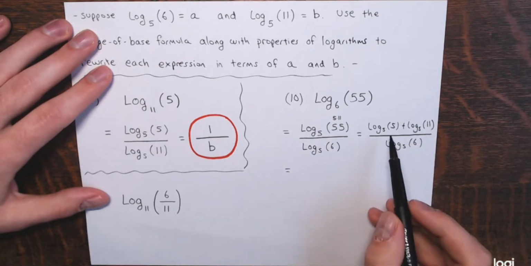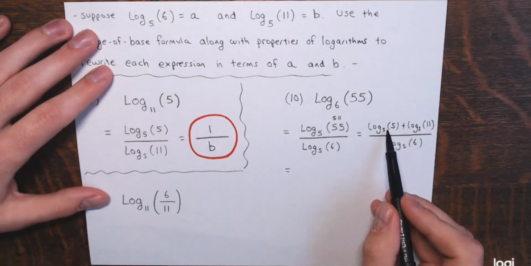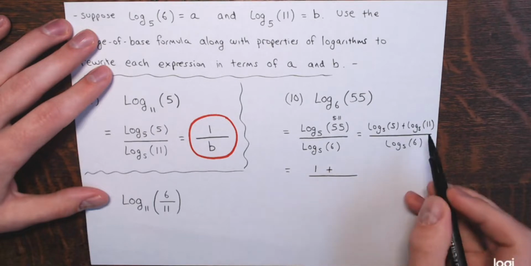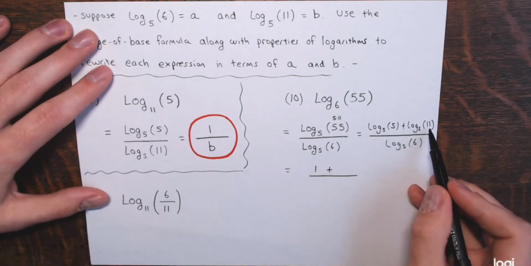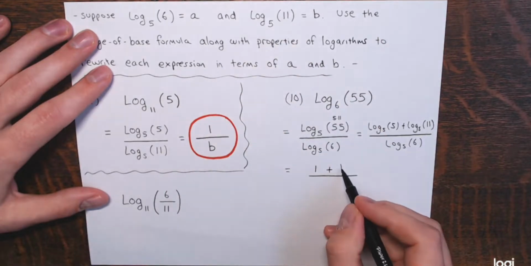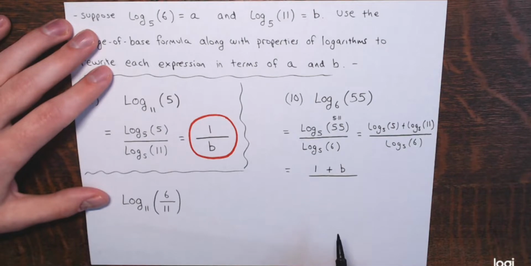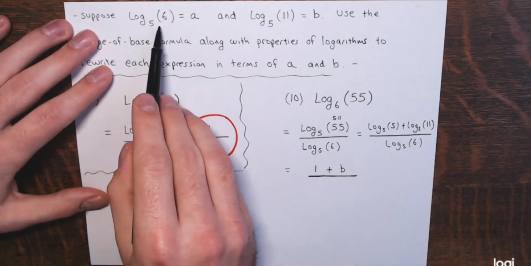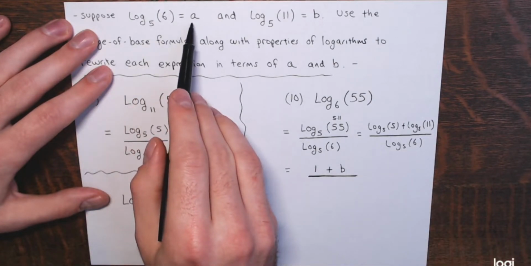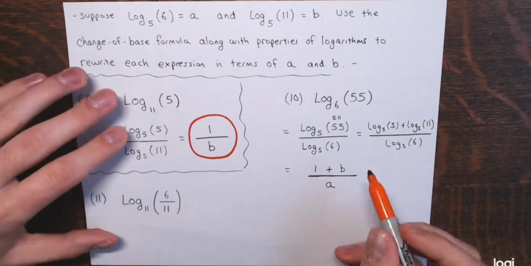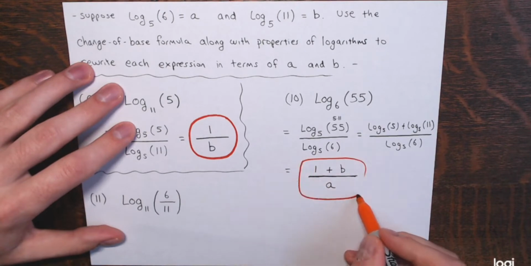In the numerator, I'm seeing the log base 5 of 5 again, that's just 1, plus the log base 5 of 11, right, that was what we called b. So 1 plus b in the numerator, and then the denominator has the log base 5 of 6, which is what we were asked to call a. So 1 plus b in the numerator, a in the denominator, and there's the expression simplified, rewritten in terms of a and b.